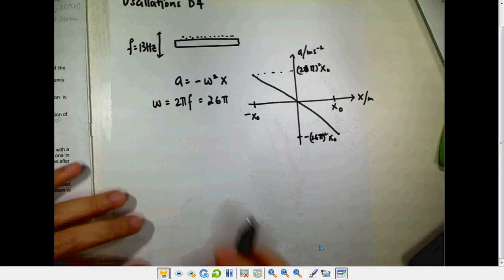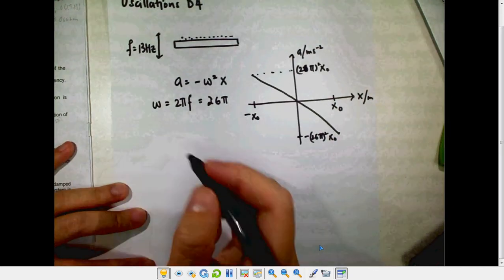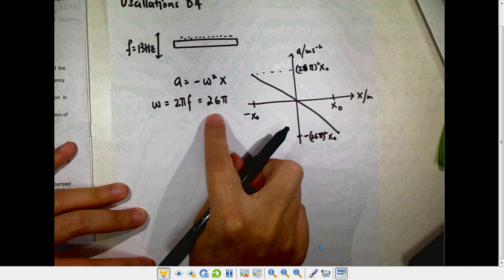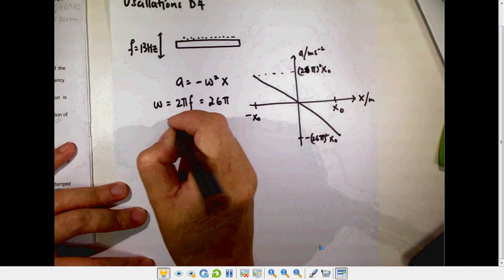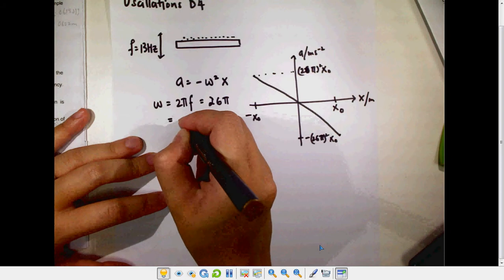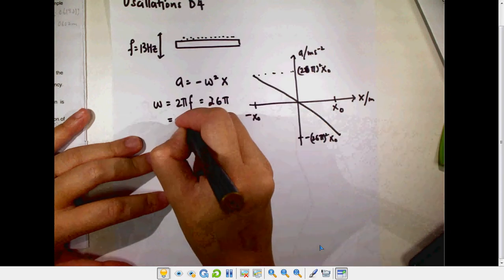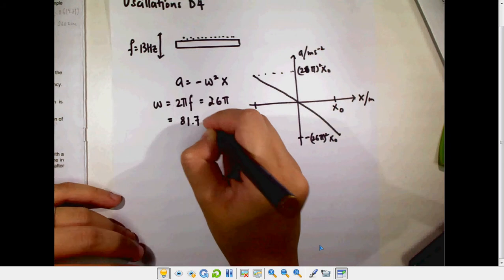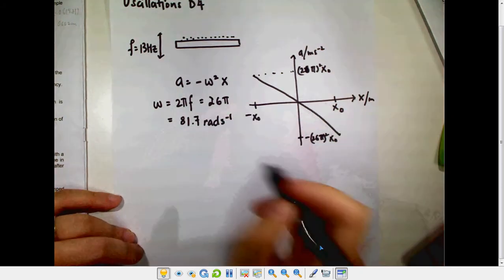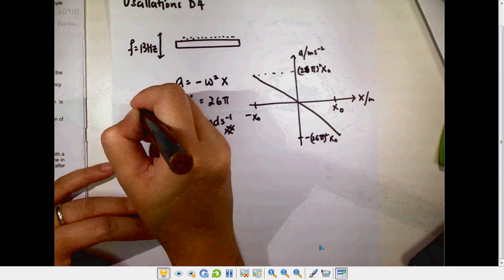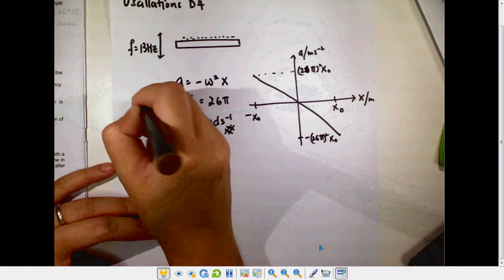Okay, part 2 actually asks you to calculate the angular frequency. So we have this just now, but I can't leave the answer like that. I have to change it in terms of number of significant figures. So if you multiply this, you get 81.7, and the units will be radians per second. So this will be your part 2, number 1.